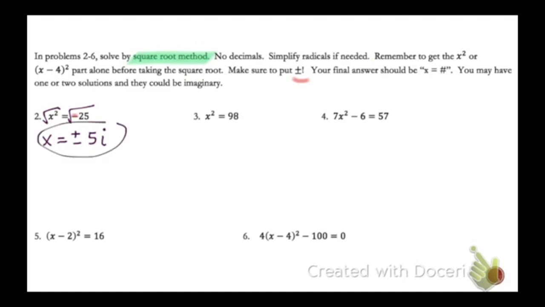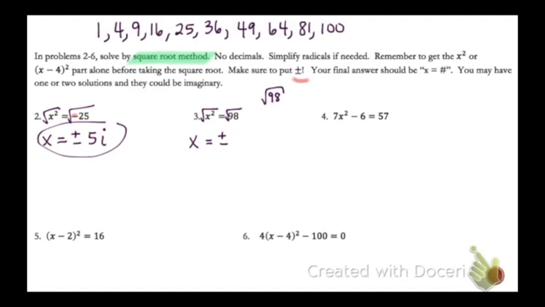Problem 3, same idea, square root both sides. On the left I get x. On the right I have plus minus, and now I need to simplify the square root of 98. So we're going to need to see what perfect square divides 98. After checking your calculator, you should find that 49 divides 98. So we have the square root of 49 times the square root of 2. The square root of 49 is 7. So our answer here is plus or minus 7 square root 2.